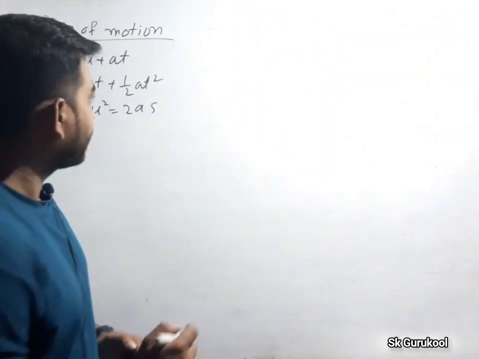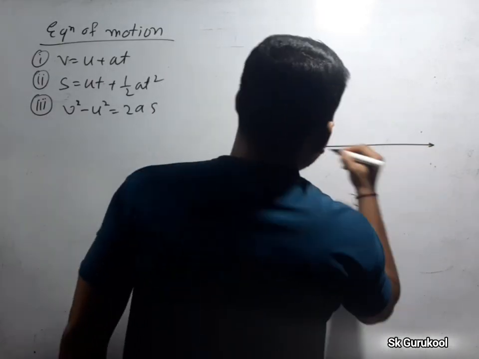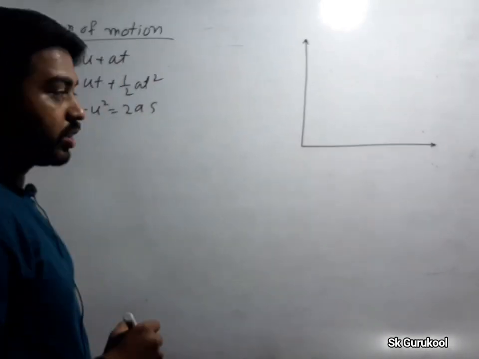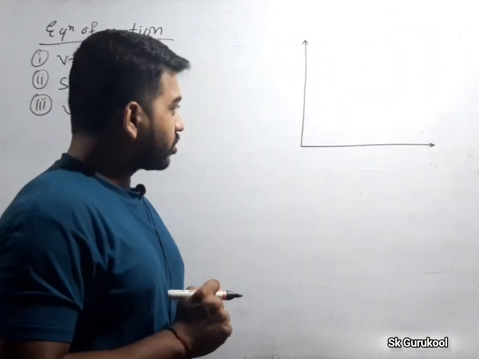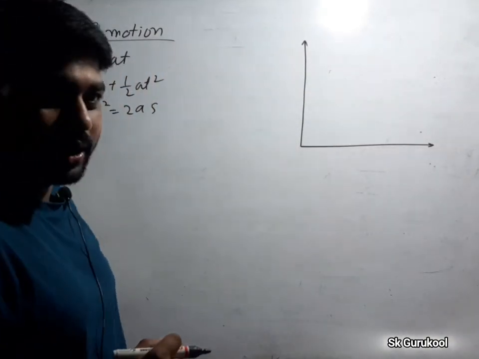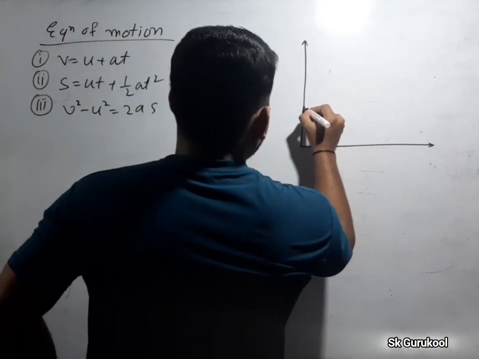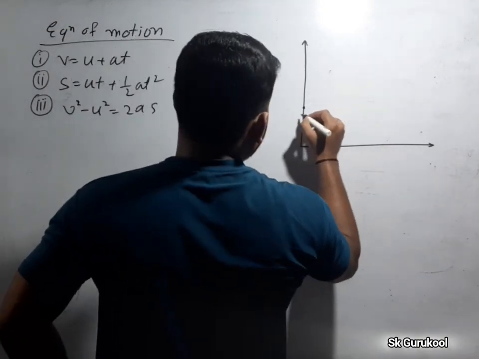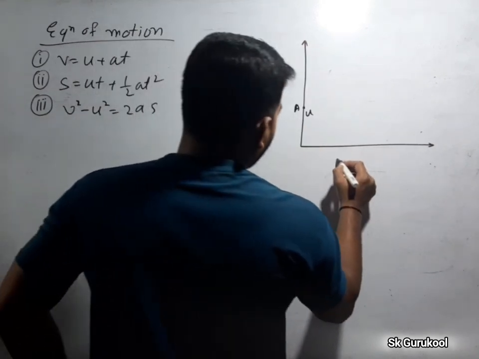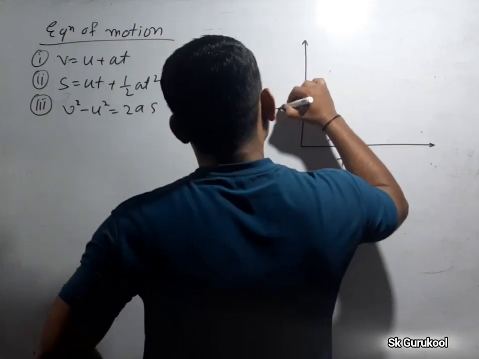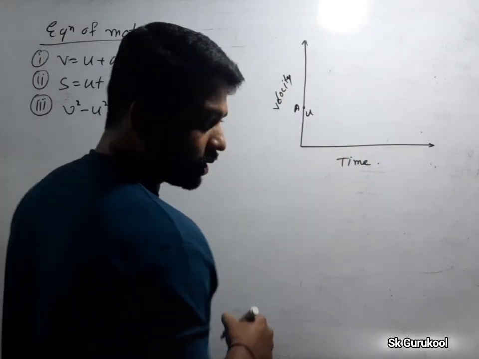How does it come, say, first of all let us consider an object moving with an accelerated motion. Let the first velocity be u at point A, and in this graph this is the time axis and this is the velocity axis, okay, velocity in meter per second and time in second.